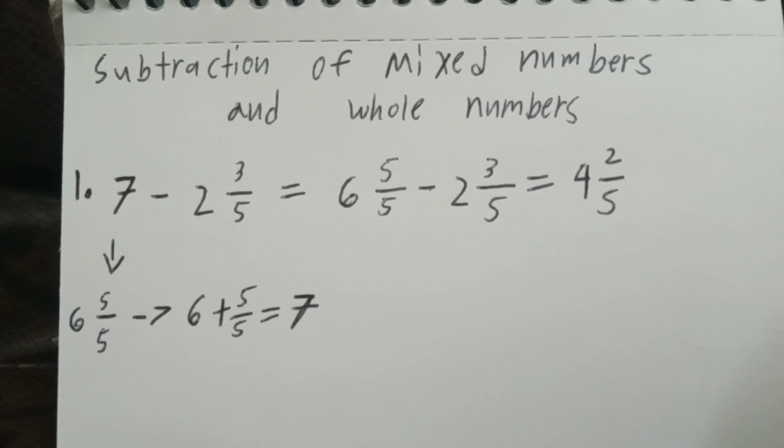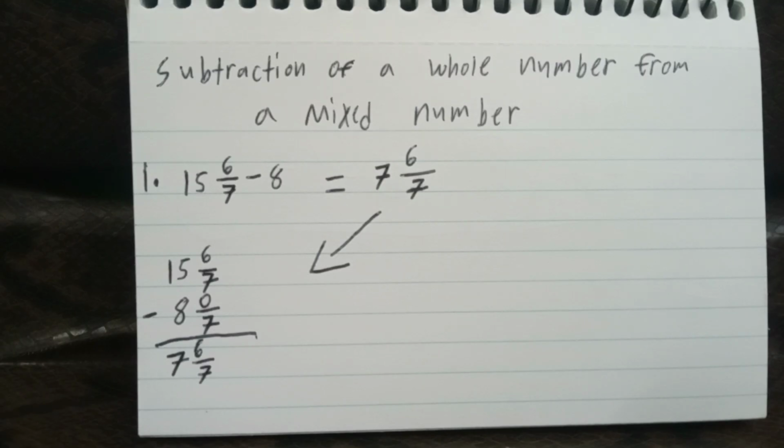So 6 minus 2, the whole numbers, equals 4. And the numerators, 5 minus 3, equals 2. And we just have to copy the denominator 5. So our final answer will be 4 and 2 over 5. So here for our fifth topic, which is subtraction of a whole number from a mixed number.